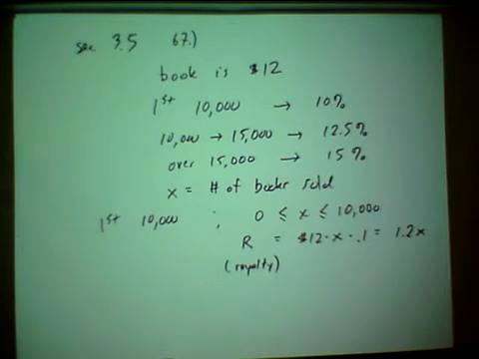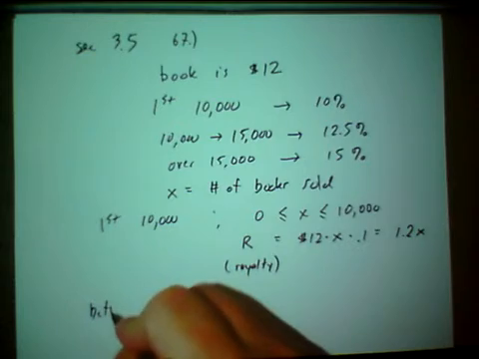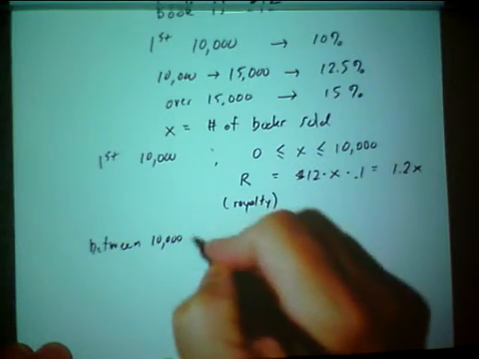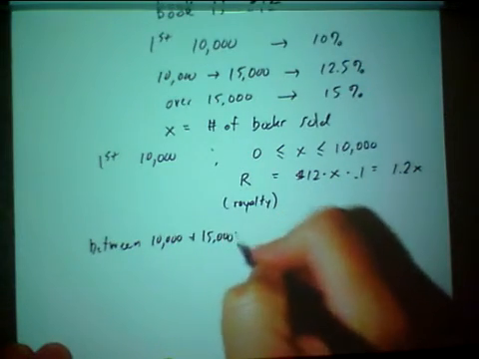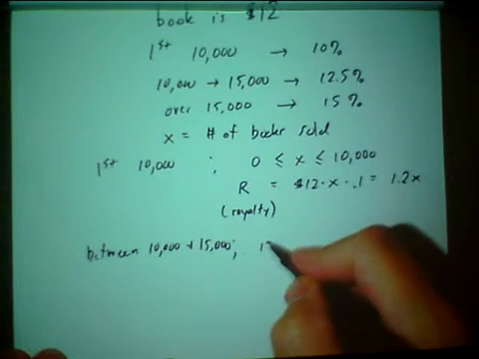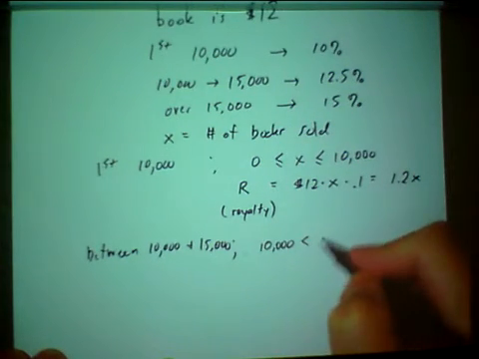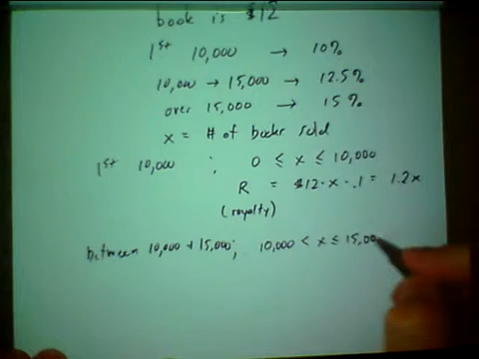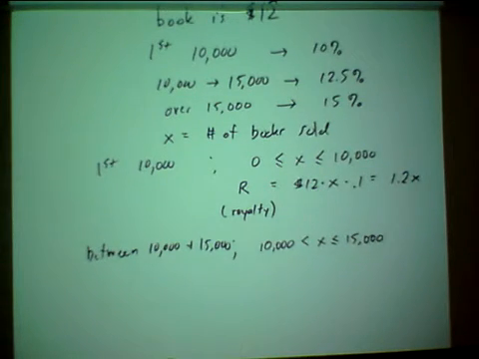Now, the second level, that's when you have between 10,000 and 15,000. So, let's write this like this. Between 10,000 and 15,000. Or to write it mathematically, I would say X greater than 10,000 and less than or equal to 15,000. So this is the second level. And this is the level where he's going to make 12.5%.